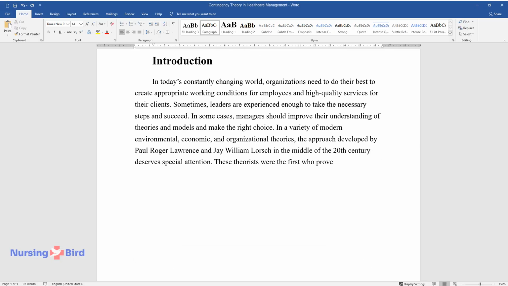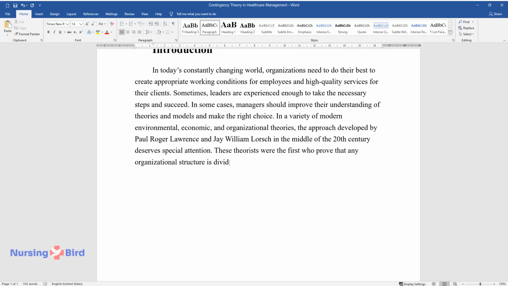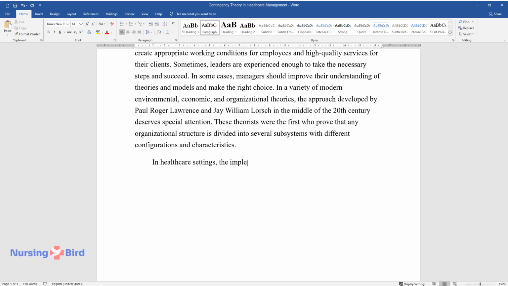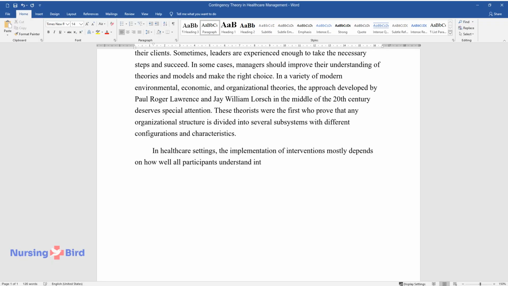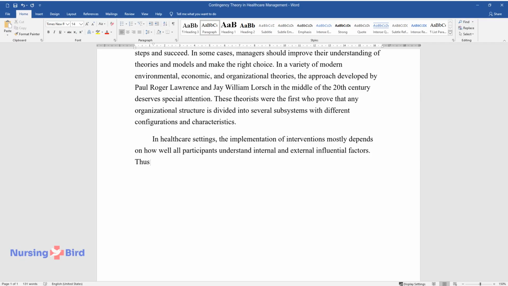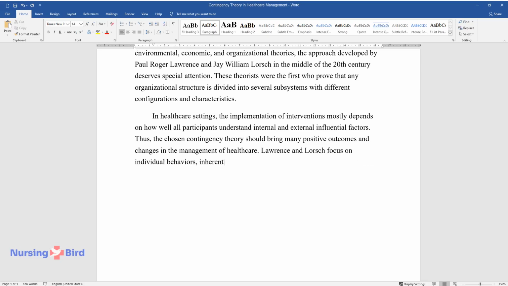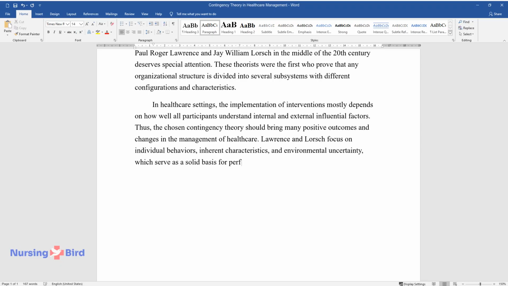These theorists were the first who proved that any organizational structure is divided into several subsystems with different configurations and characteristics. In healthcare settings, the implementation of interventions mostly depends on how well all participants understand internal and external influential factors. Thus, the chosen contingency theory should bring many positive outcomes and changes in the management of healthcare. Lawrence and Lorsch focus on individual behaviors, inherent characteristics, and environmental uncertainty, which serve as a solid basis for performance improvement and the recognition of the task environment.